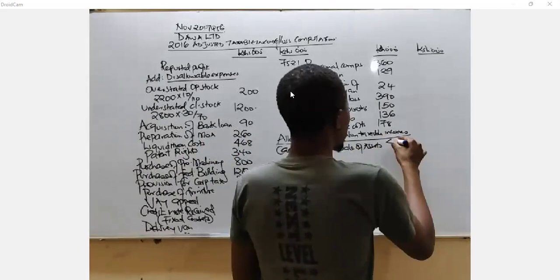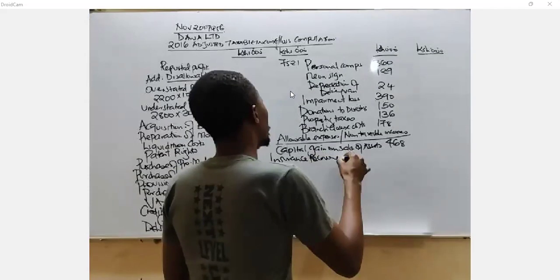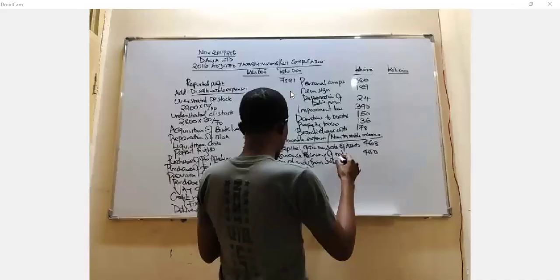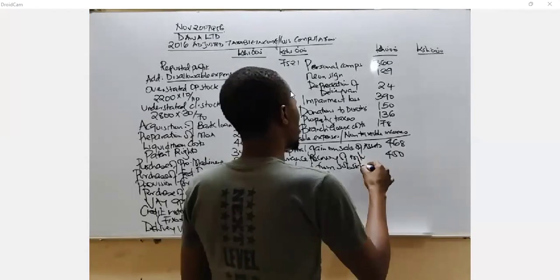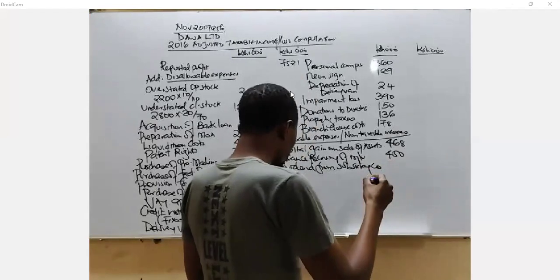The other one will be insurance recovery of motor vehicle. The insurance recovery of motor vehicle is 450. The other one will be dividends from subsidiary company. So the dividend from the subsidiary company is 942.